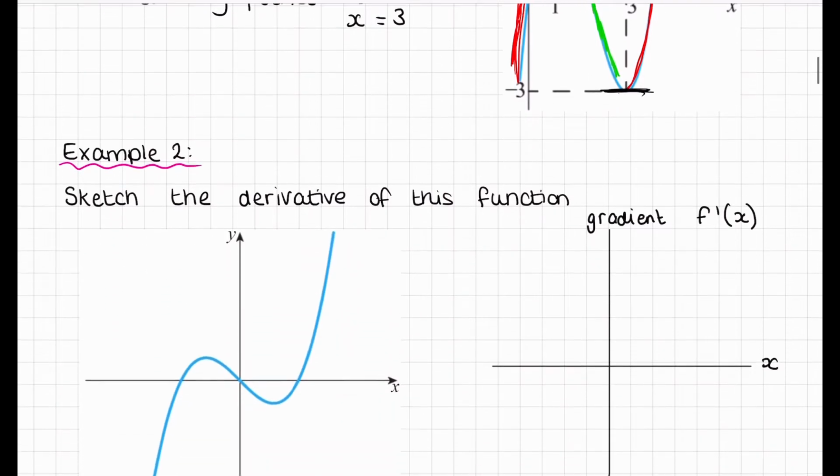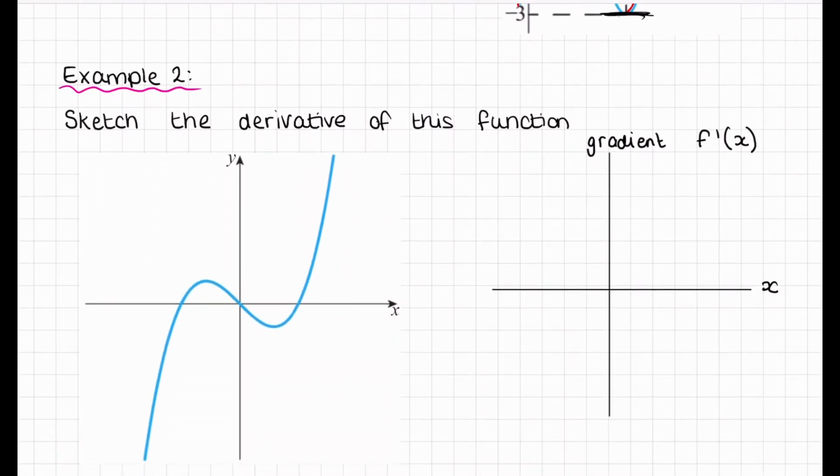Example 2. Sketch the derivative of this function. Now the main thing when we're sketching a derivative is to remember we're no longer sketching x and y, we are sketching x and the gradient. So what is important in this is whether the gradient is positive or negative, and that's going to tell us where to graph on the derivative graph.